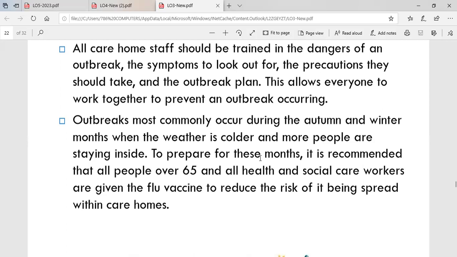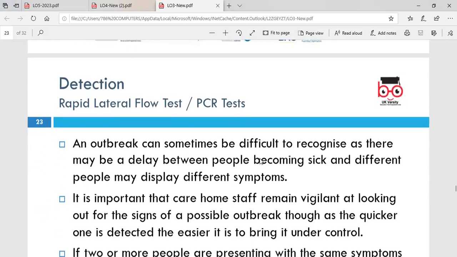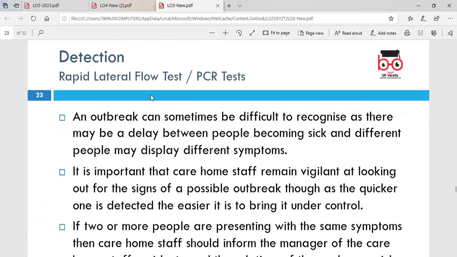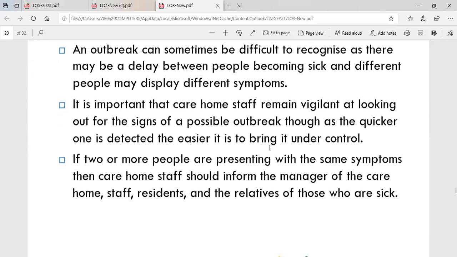It is recommended that all people over 65 years and all health and social care workers are given the flu vaccine in order to reduce the spread of infection within care homes. Detection. So you have rapid lateral flow tests and PCR testing. If you detect earlier, you know which people to isolate, preventing further spread of infection. It is important, and then you're also giving those people appropriate treatment when you're testing them.